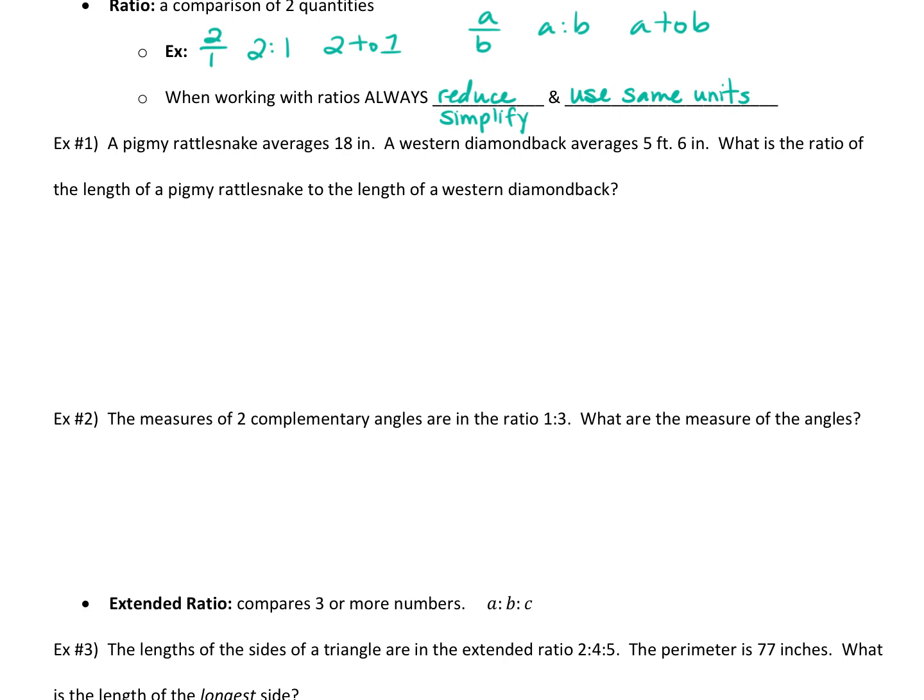It's just not mine. Okay, anyway, a pygmy rattlesnake averages 18 inches. A western diamondback is 5 feet 6 inches. What is the ratio? Okay, so what is the setup for the ratio of the length of a pygmy to the western diamondback? One important thing with ratios is you give it in the order they gave it to you. Otherwise, if you're trying to solve something, you might flip-flop those, and then people are confused. Well, which one are you talking about? Is it this to that or that to this, right? So the order they give it to you in is the order you put it in. So a pygmy to a western diamondback.